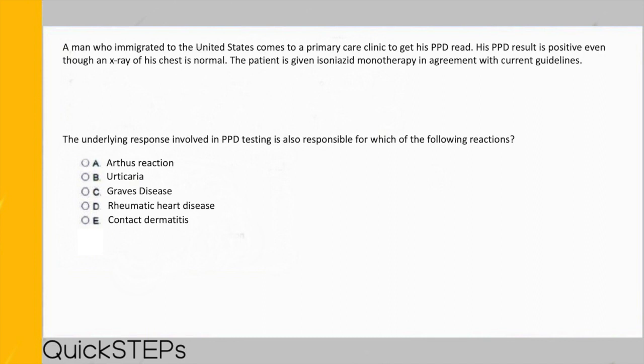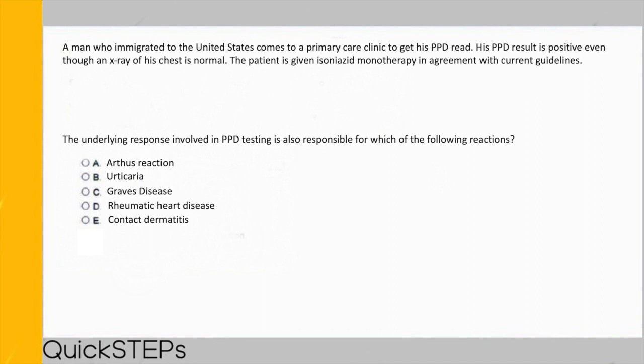There's one or two lines. You could read through the whole thing. I'll read it with you, and then we'll answer the question together. So a man who immigrated to the United States comes to a primary care clinic to get his PPD read. His PPD result is positive even though an X-ray of his chest is normal. The patient is given isoniazid monotherapy in agreement with current guidelines.